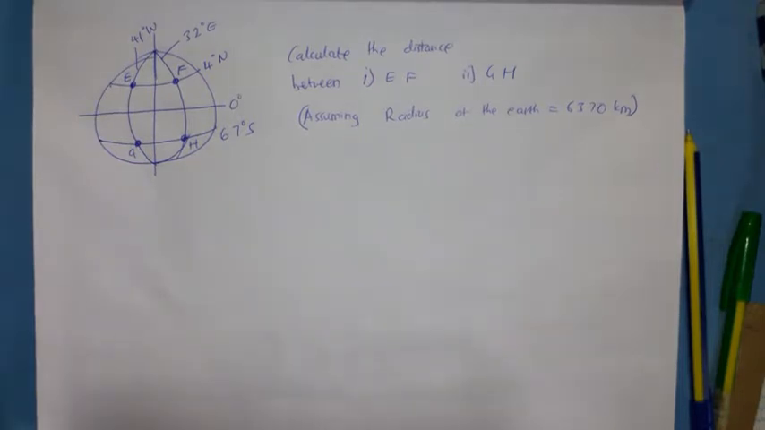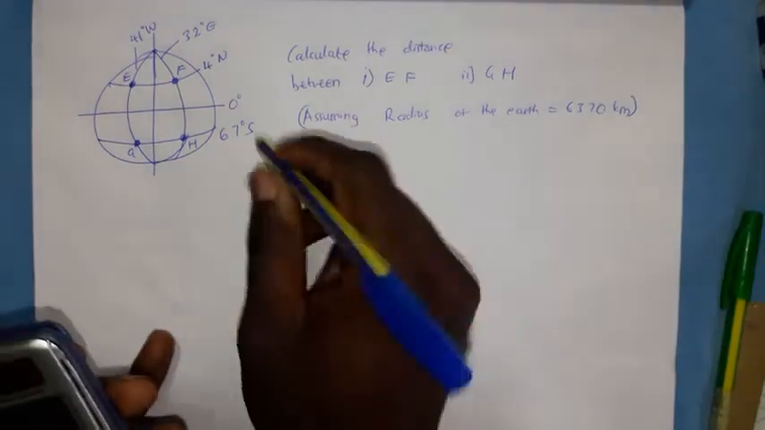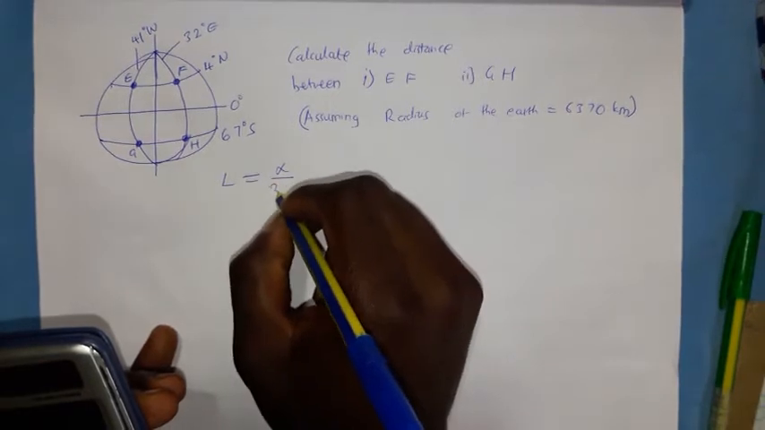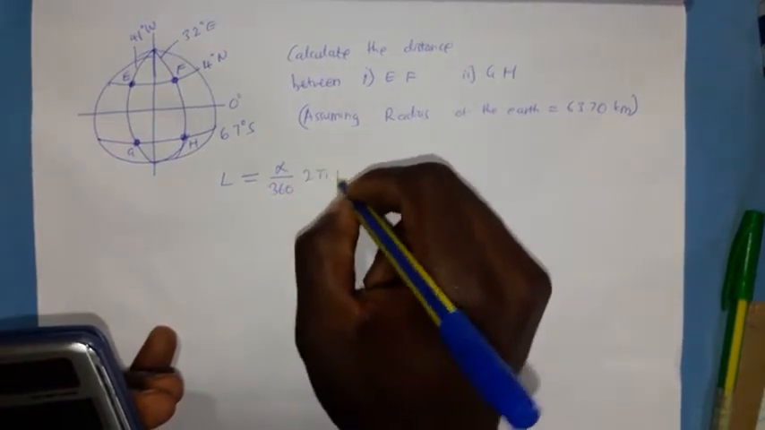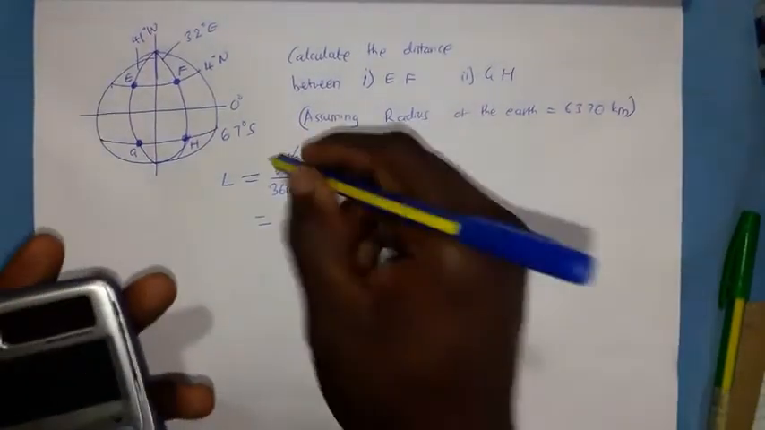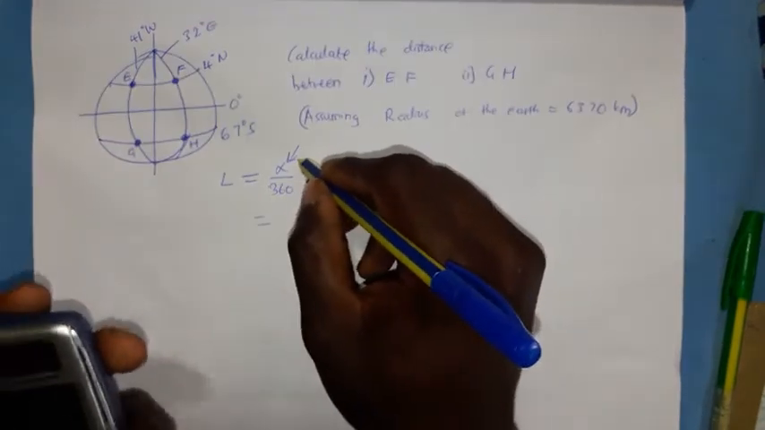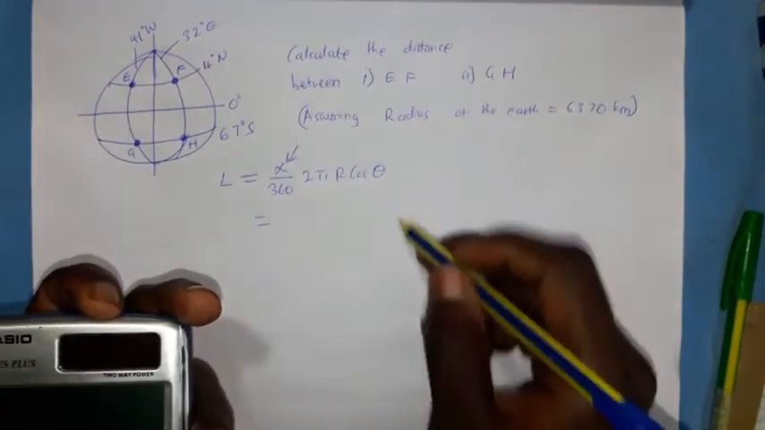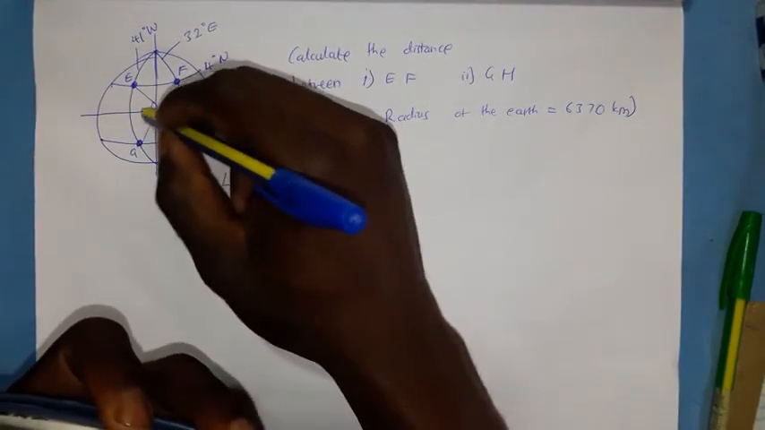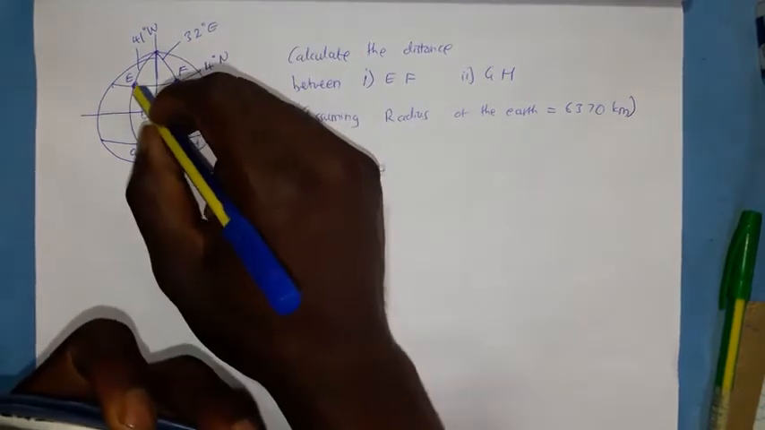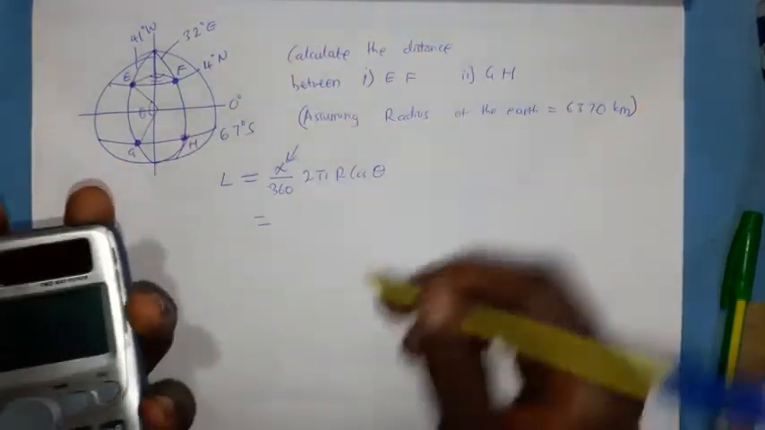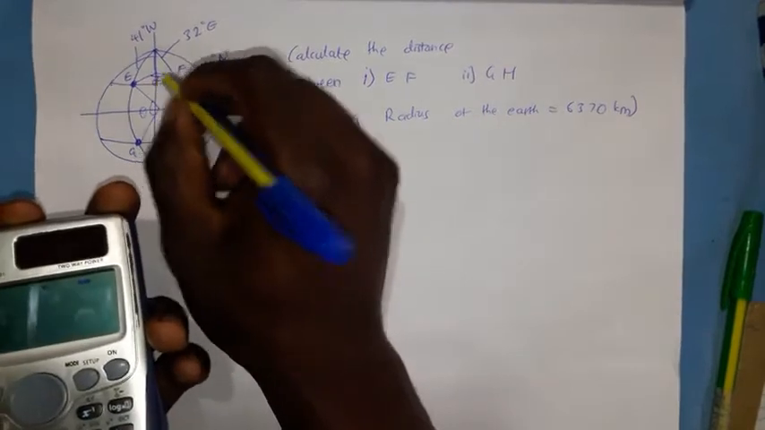Quickly to calculation of these two distances, we say that L will be the angle difference, which I call alpha, over 360 degrees times 2 pi r cosine of theta. Theta will simply be the angle difference that subtends the arc that you want to measure. So if it is these 2 points, this is the angle difference, which I term theta, or if it will be these two, I'll term them alpha, which is between the longitudes. So it simply makes sense.